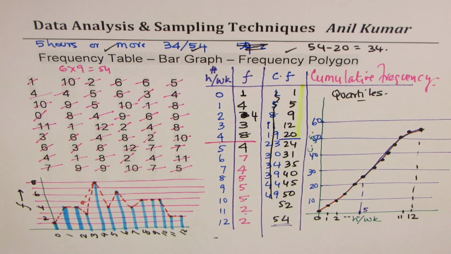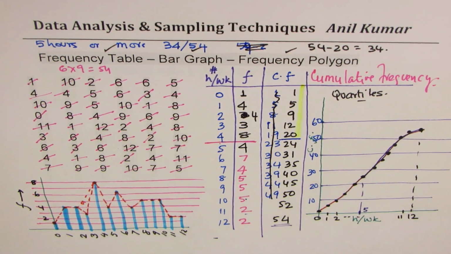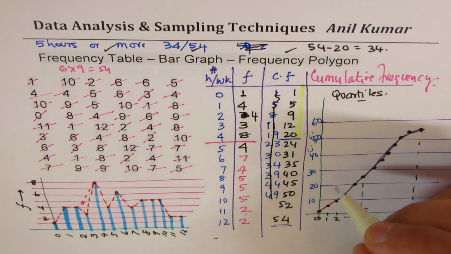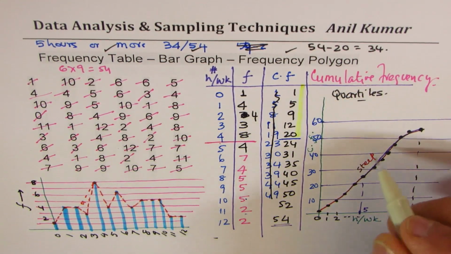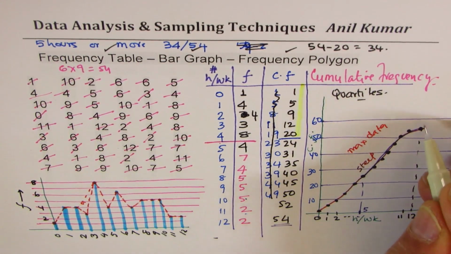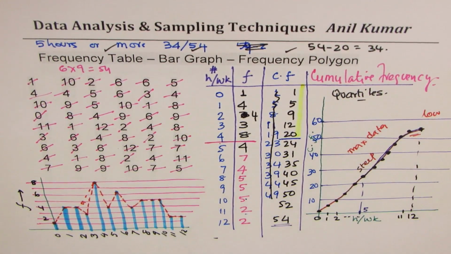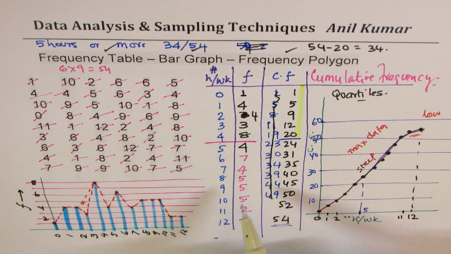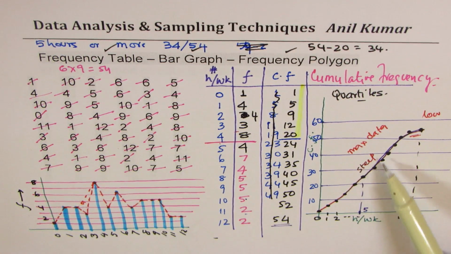From cumulative frequency, you can also see that the center portion is very steep, right? So let me write down this remark so that you understand how we can use cumulative frequency. This is a steep curve, and normally there is maximum data here, and less data on the extremes. Most of the data is concentrated right in the center, which should normally be, and the slope therefore is maximum in the center.